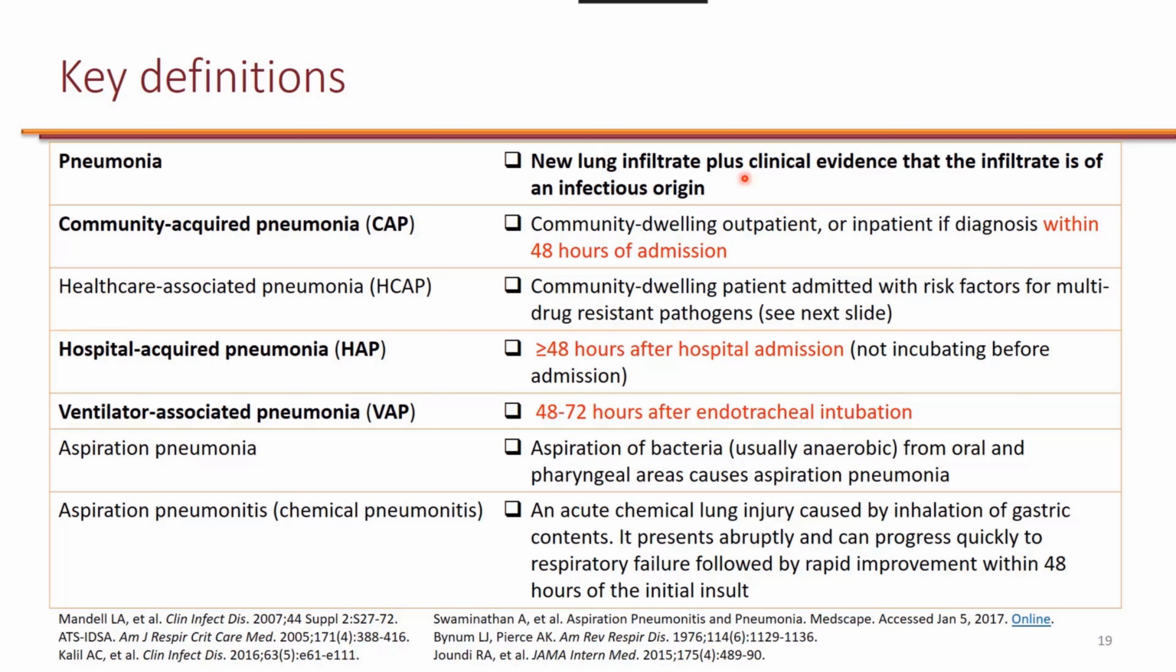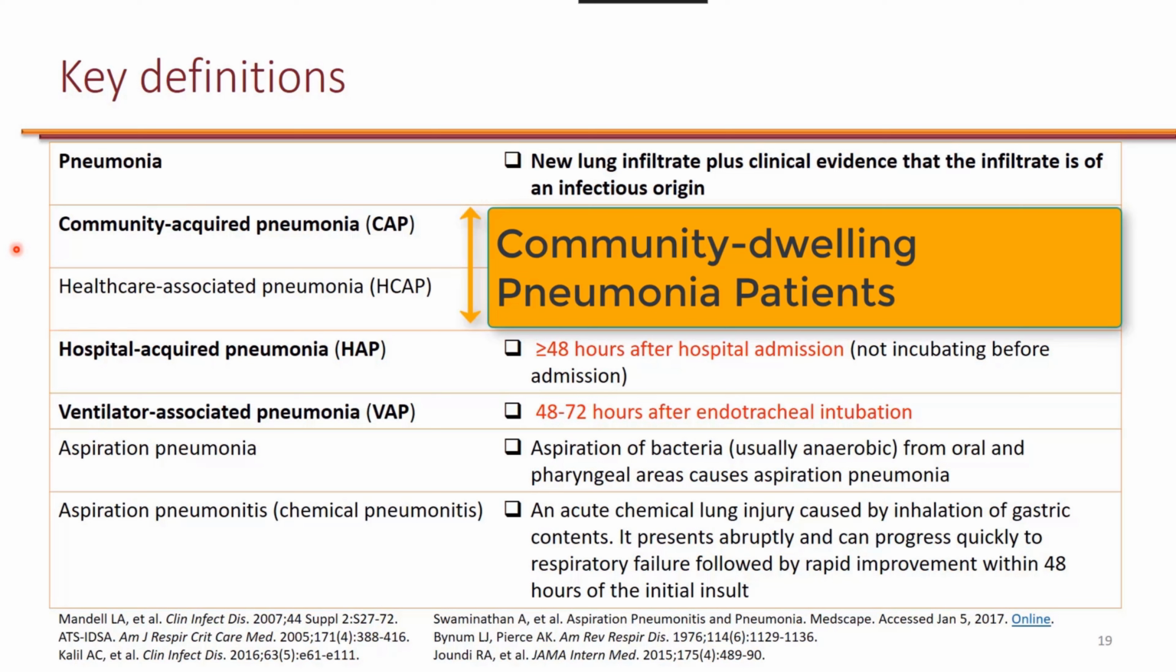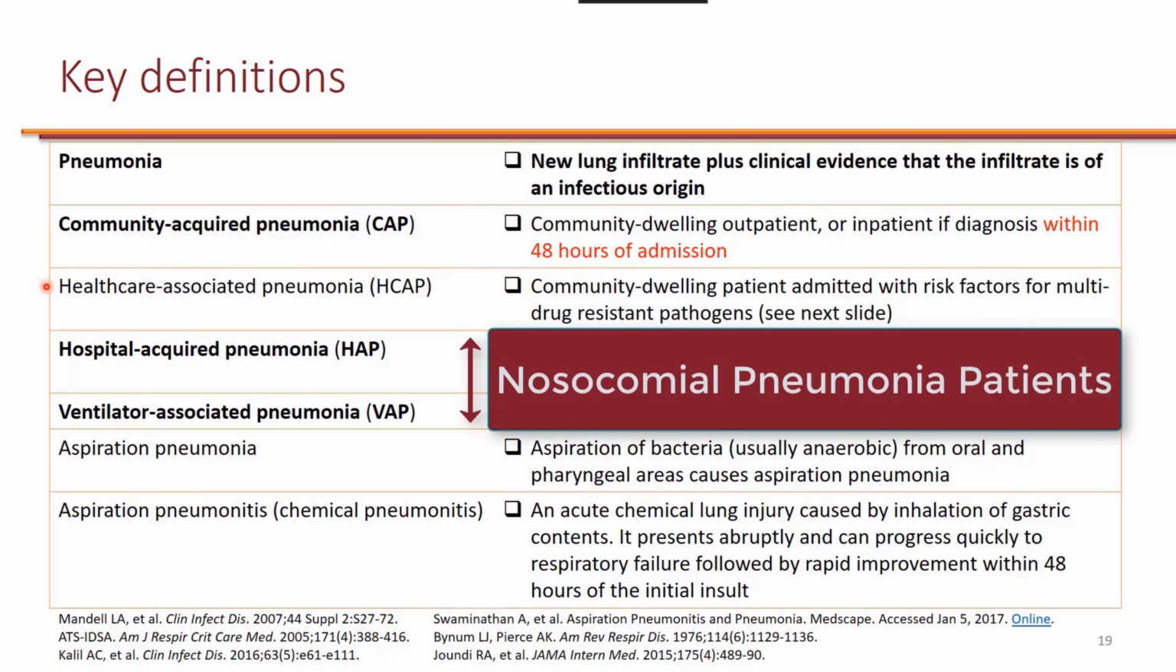Now, generally speaking, there are two types of pneumonia patients. There are community dwelling patients, which means that they are not hospitalized, so they are residing in the community, and that consists of community-acquired pneumonia and healthcare-associated pneumonia. So these two types of pneumonia patients actually reside in the community. Whereas we have nosocomial pneumonia, and patients with nosocomial pneumonia will be residing in the hospital. So the two types of nosocomial pneumonia are hospital-acquired pneumonia and ventilator-associated pneumonia.